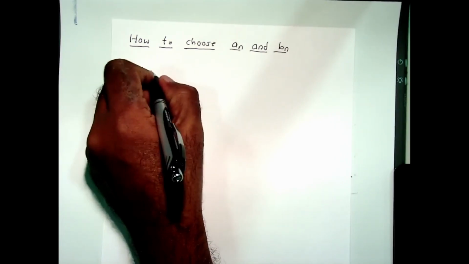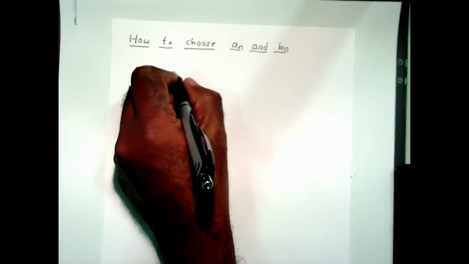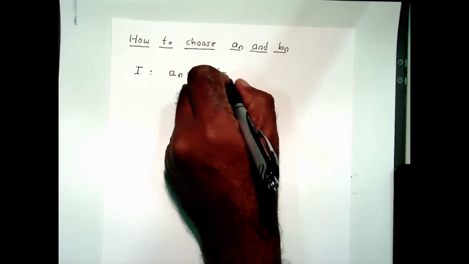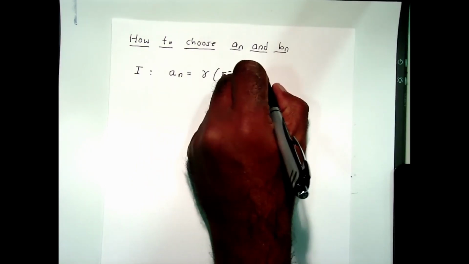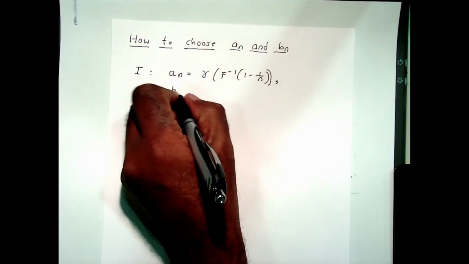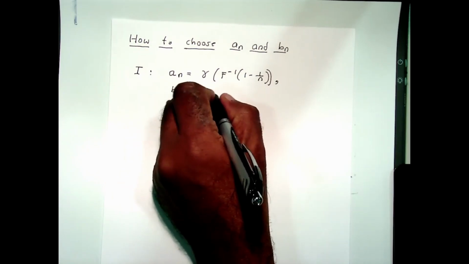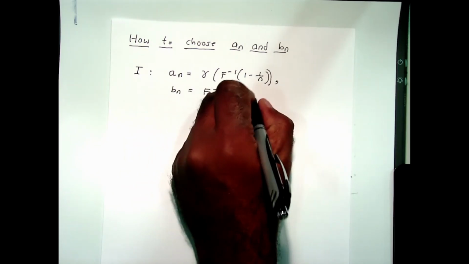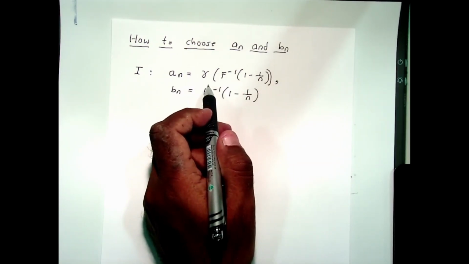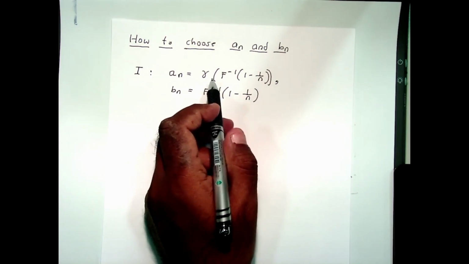So if condition 1 is satisfied, then an can be chosen as this, and bn can be chosen as this. Here gamma is the function. Remember when I talked about the first set of conditions for checking which of the three limits is attained, I talked about a function called gamma.